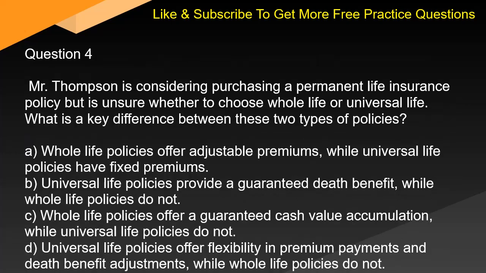financial goals. Question 4. Mr. Thompson is considering purchasing a permanent life insurance policy but is unsure whether to choose whole life or universal life. What is a key difference between these two types of policies? A. Whole life policies offer adjustable premiums, while universal life policies have fixed premiums. B. Universal life policies provide a guaranteed death benefit, while whole life policies do not. C. Whole life policies offer a guaranteed cash value accumulation, while universal life policies do not. D. Universal life policies offer flexibility in premium payments and death benefit adjustments, while whole life policies do not.